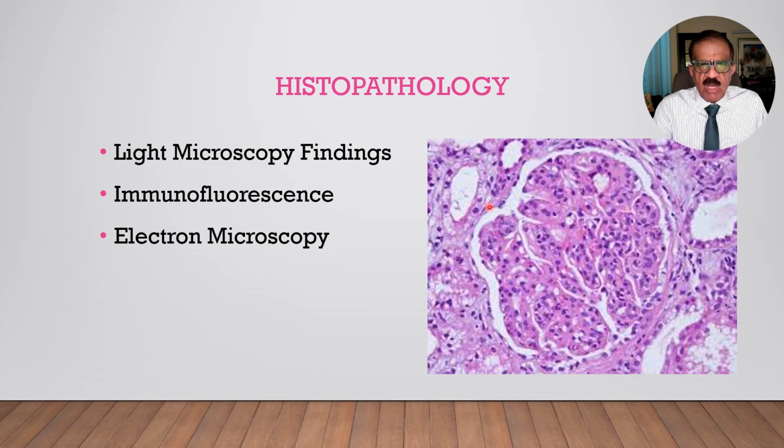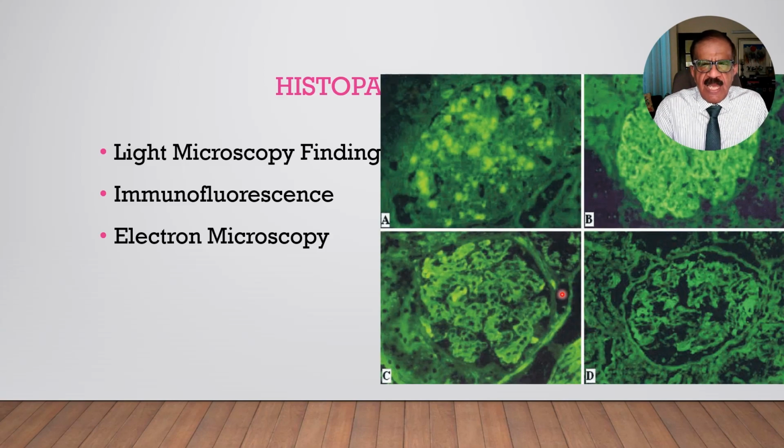This is one big structure, and this is actually the glomerulus. You can see a lot of cellular infiltrates, not only here but also into the interstitium and the mesangium. So there is a cellular infiltrate, and then this is the immunofluorescence. This green color indicates the presence of immune complexes.